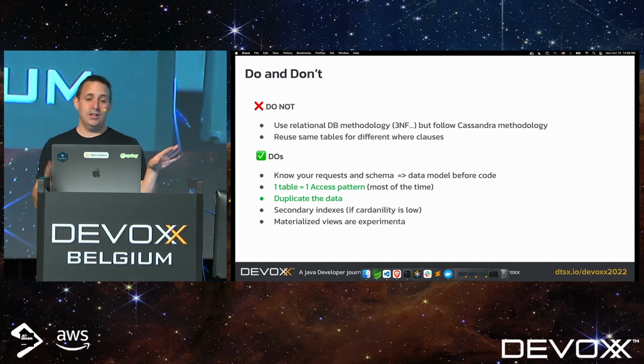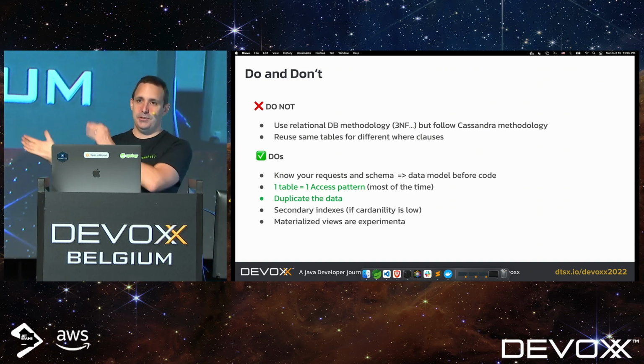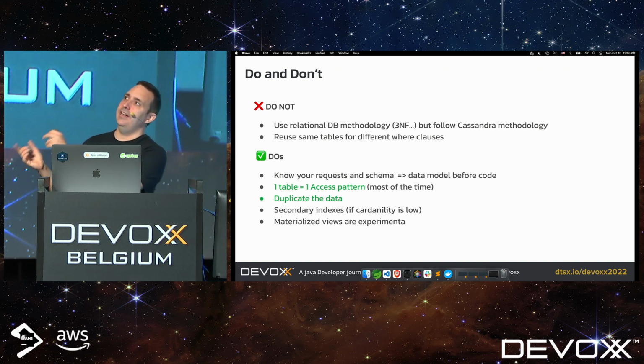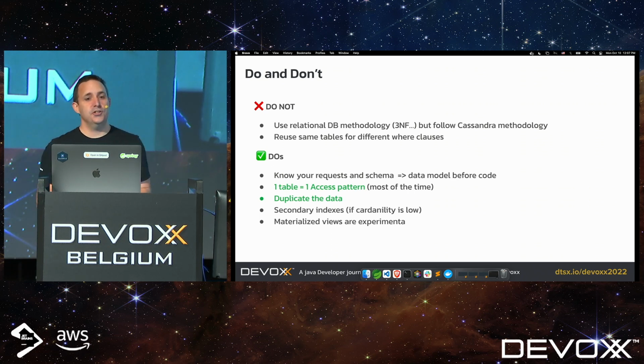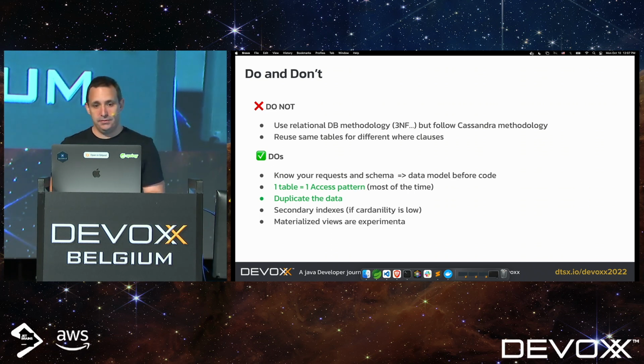One table, one access pattern. Most of the time it's one table, one query. Now in some cases I say one access pattern because you can have different inequalities, different filters. Duplicate the data. Storage is cheap. That's the trade-off to get you performance with petabytes of data online.